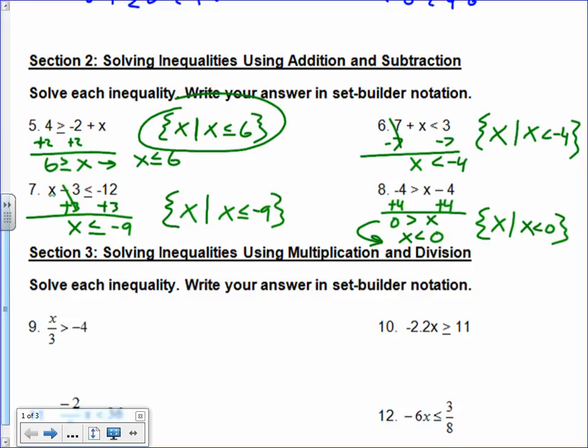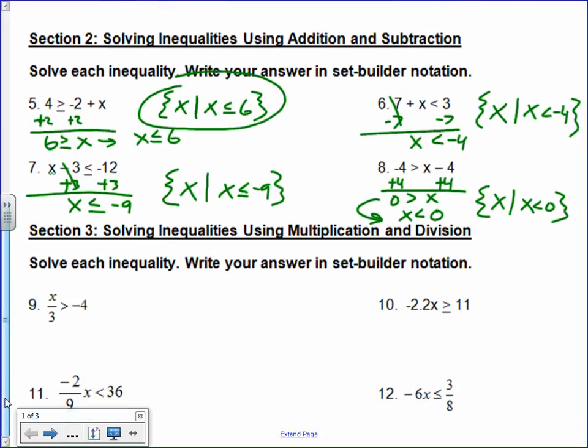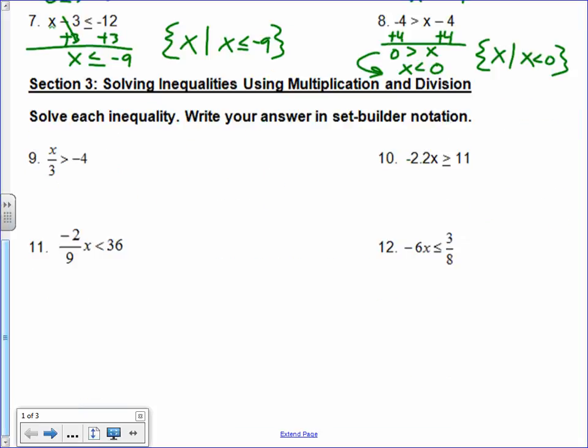All right, moving on to section 3, bottom of the first page. Solving by multiplication or division. So number 9, we have division. So we're going to multiply both sides by 3. Times 3 on that side, times 3 on this side. Cancels out, so you have x is greater than -4 times 3 would be -12. And in set builder notation, it would look like this.